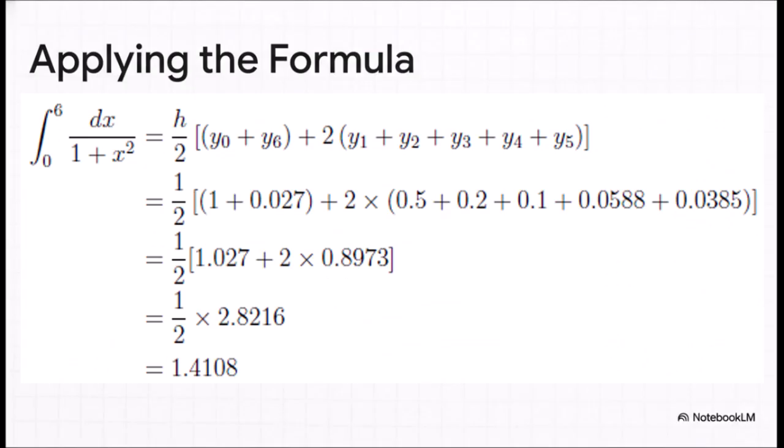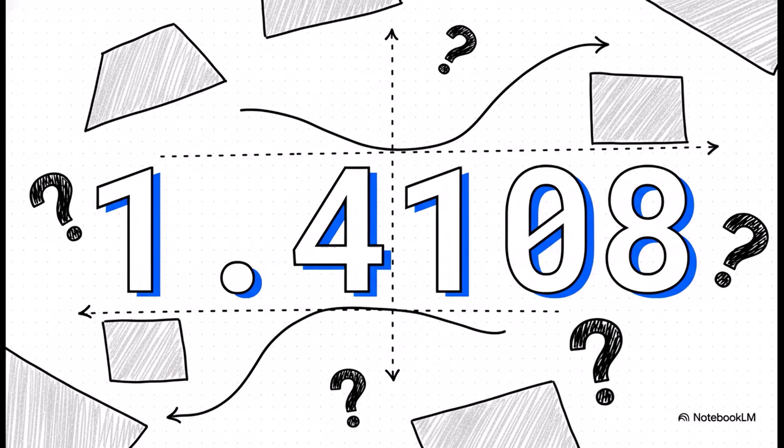And now we just plug our numbers into that simple 4-step recipe. Okay, so we take the first and last heights, then we add up all the ones in the middle and double them, we combine everything and then multiply by half. Let's see what we get. Boom, our result is 1.4108. So we've got our approximation. But the real question is, how good is it?